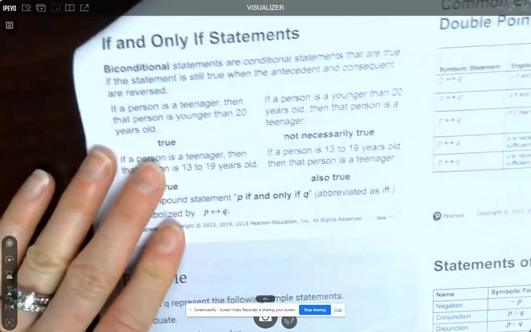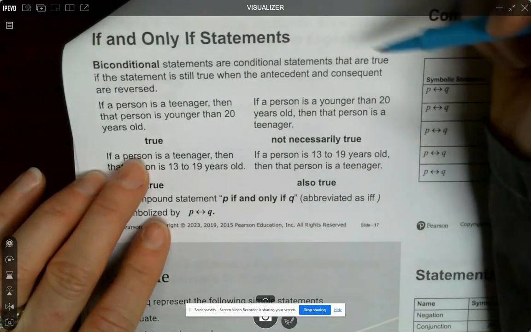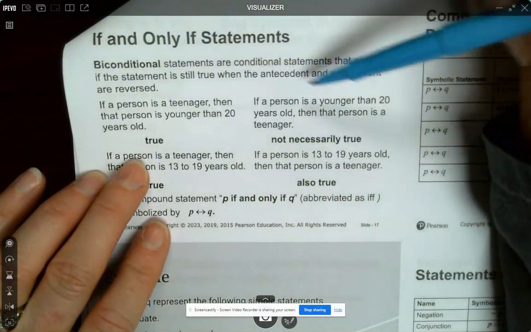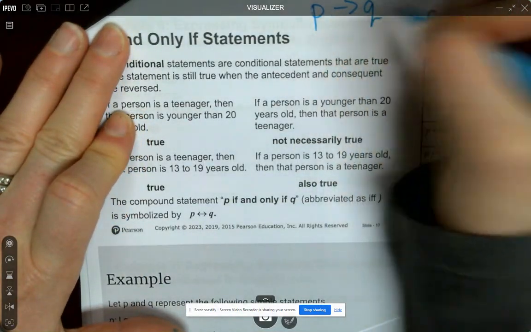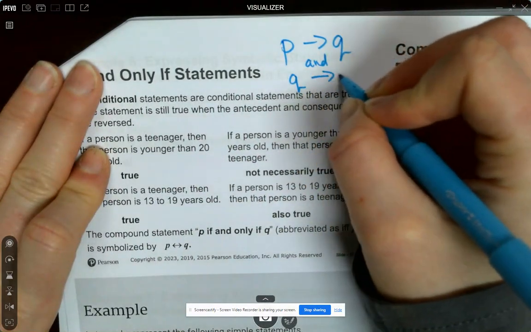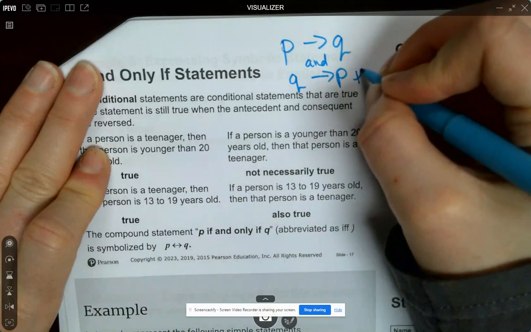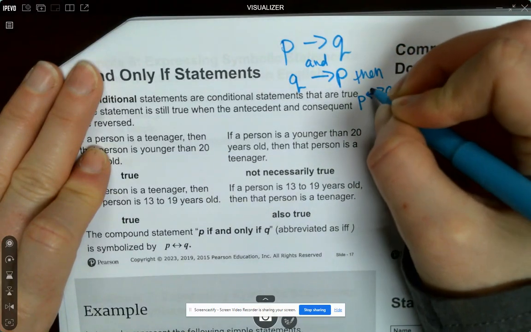If and only if are called biconditional statements. They are true if the statement is still true when you flip them around. So it's like P then Q and Q then P. Then that means you can have a biconditional statement. The arrow goes both ways.